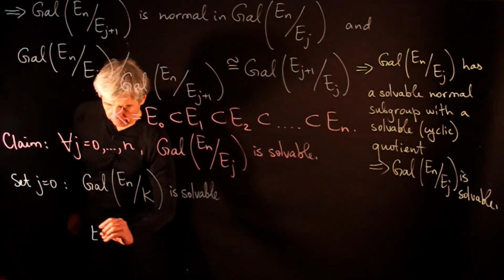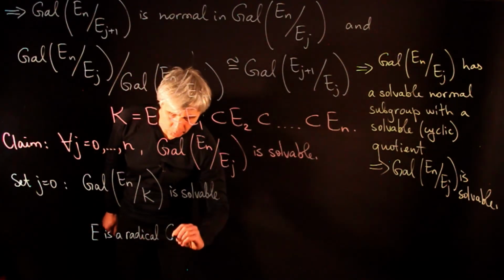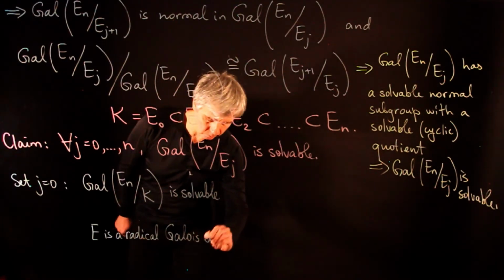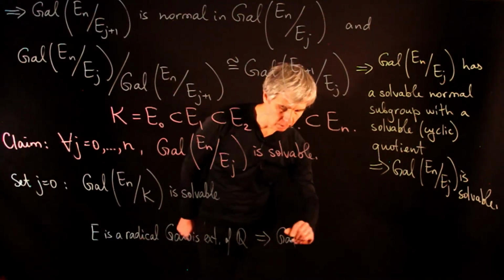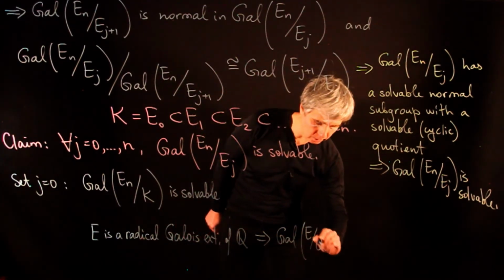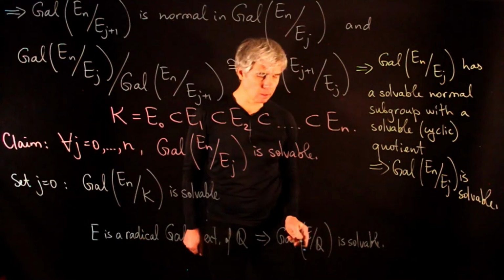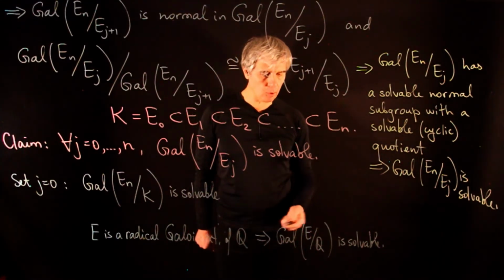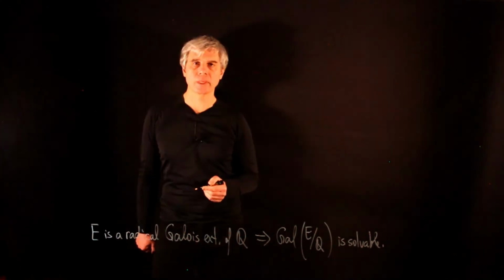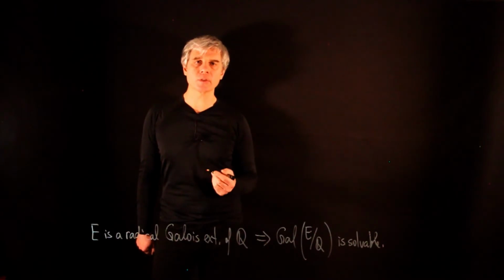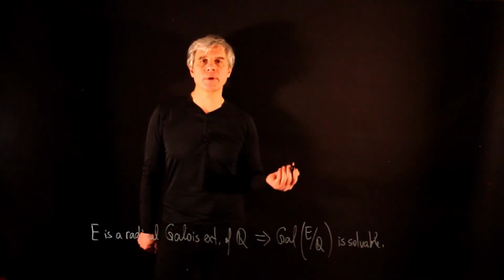So we proved that if E is a radical Galois extension of Q, then the Galois group of E over Q is solvable. The contrapositive to this is that if the Galois group of E is not solvable, then E is not radical. Now, why is it that we have formulas for solutions of equations of degree 2, 3, and 4, but not for equations of degree 5 and higher?